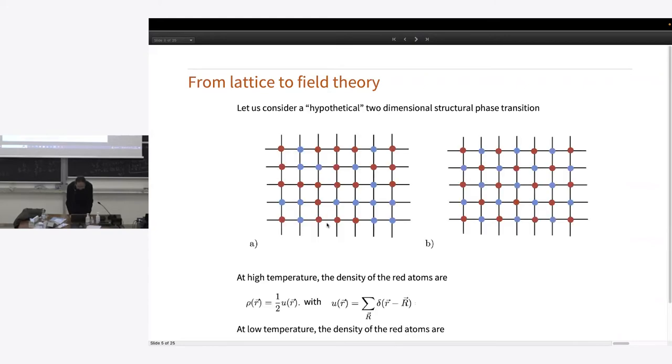Okay, so let's consider a hypothetical structural transition. At high temperature, I have two types of atoms. They are completely randomly distributed. If I cool down my system, I would be in a different phase, in which my atoms form some alternating patterns: red, blue, red, blue, red, blue. I call it hypothetical, but it's actually not hypothetical. It appears in real systems, but let's not talk about the details.